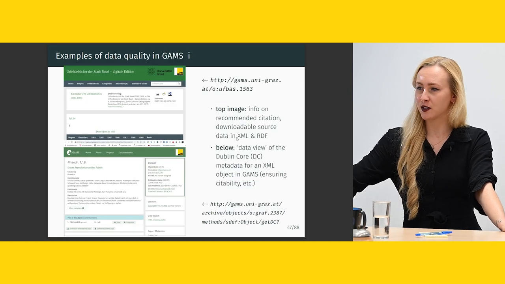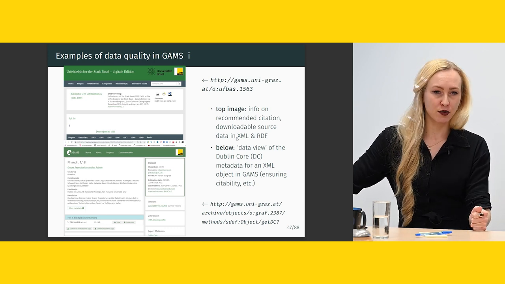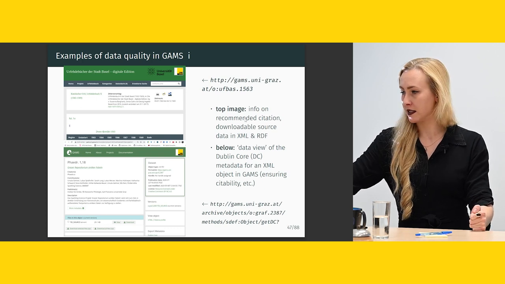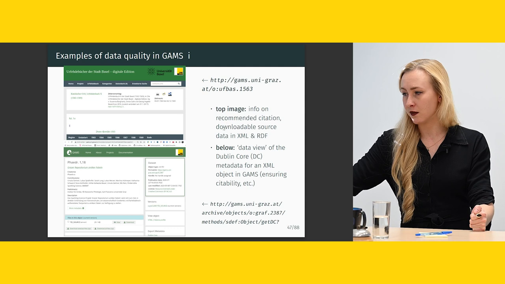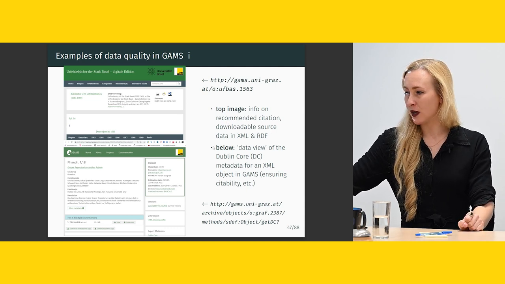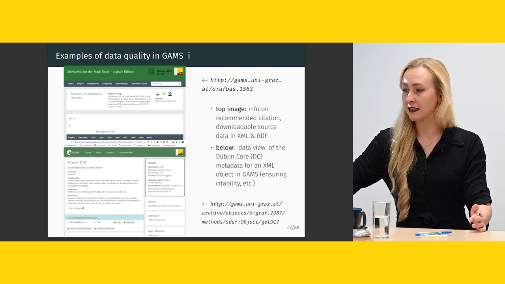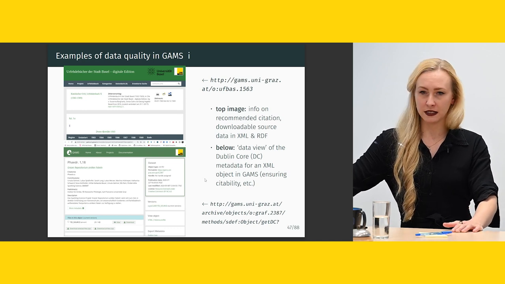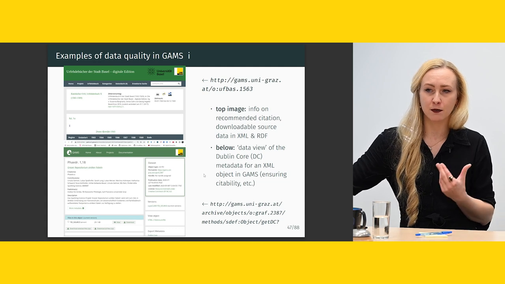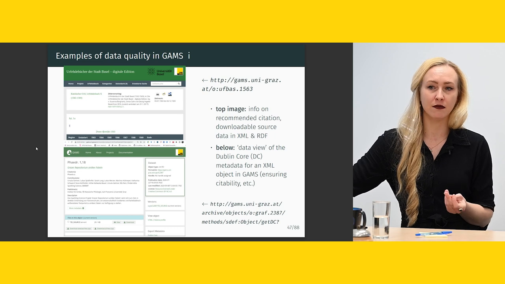A few more examples of what I labeled data quality in the GAMS. This is our example project again, UFBAS. In the top image that I've already shown to you, there's the info on recommended citation. We have downloadable source data in XML and RDF. And below, we have a data view of the so-called Dublin Core metadata for an XML object in GAMS. This also ensures citability, but it also ensures long-term access. Just thinking of the possibility that this edition view is not available anymore, we still have access to the data.